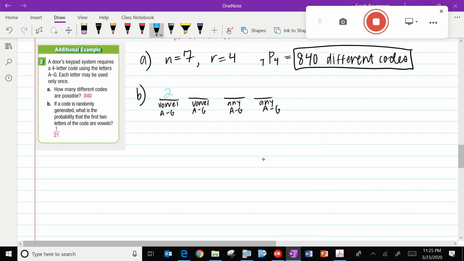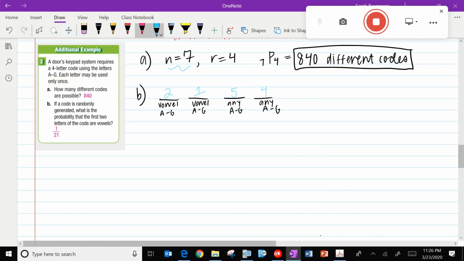The second one, if I've already used up a vowel in my first space and it says each letter can only be used once, that leaves me with only 1 vowel left over for the second space. After that, if I've already used 2 letters out of the 7, I have 5 other letters to choose from to fill in the third space. Once I've used 1 more letter, I only have 4 more letters left to choose from for the last space. So I have 4 possible outcomes for the 4th space in the code.